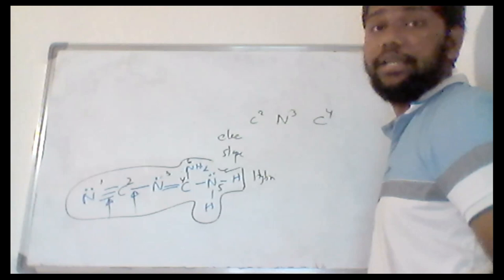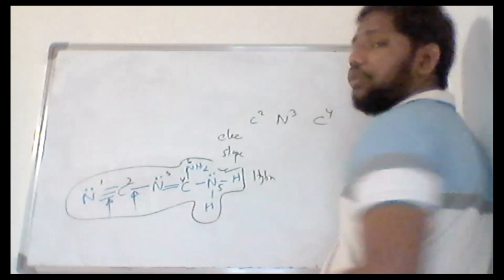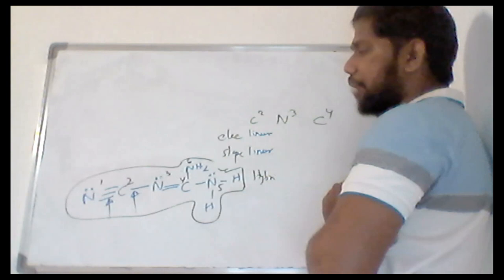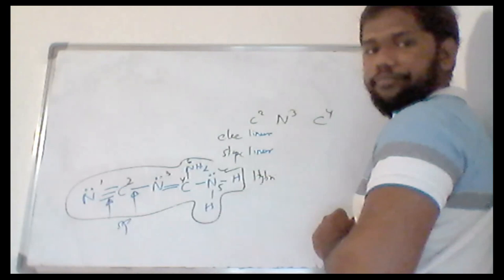Okay, so here anyway there are no lone electrons, there are only two sigma bonds, so the electron pair geometry will be linear, and the shape is also going to be linear. And then we have the hybridization. So what is the hybridization here? It should be sp, there are only two bonds.